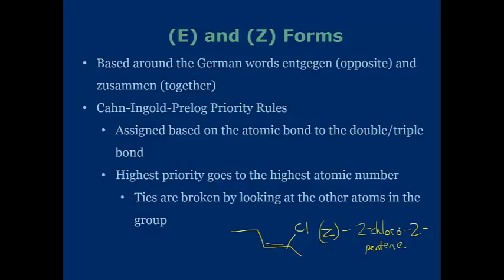Now, what would be E? Well, the E form of this would be like so. So as you can see, they're on opposite sides now. So this would be the E form. It's going to take some practice, but once you figure out the Cahn-Ingold-Prelog priority rules, entgegen and zusammen forms should be pretty easy to identify.